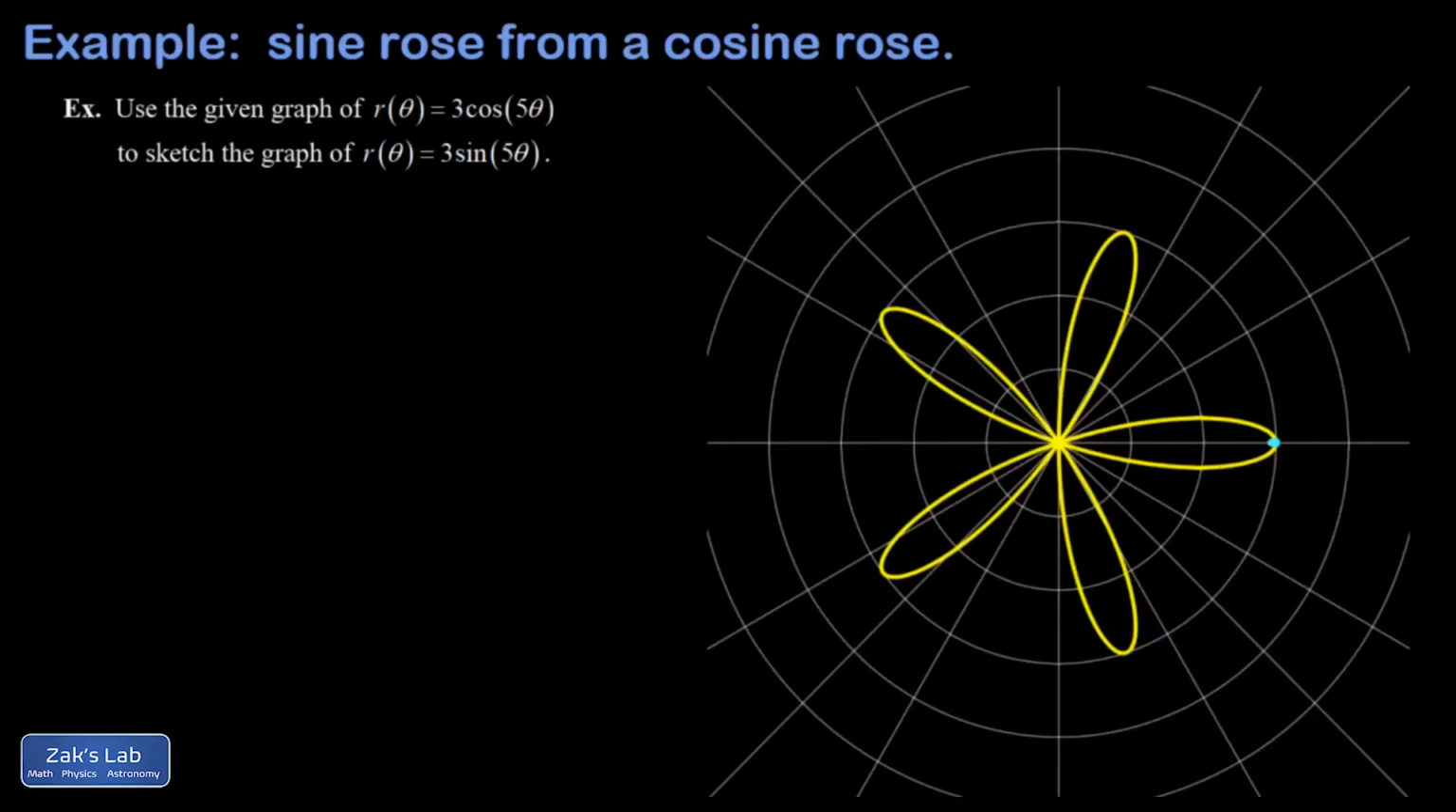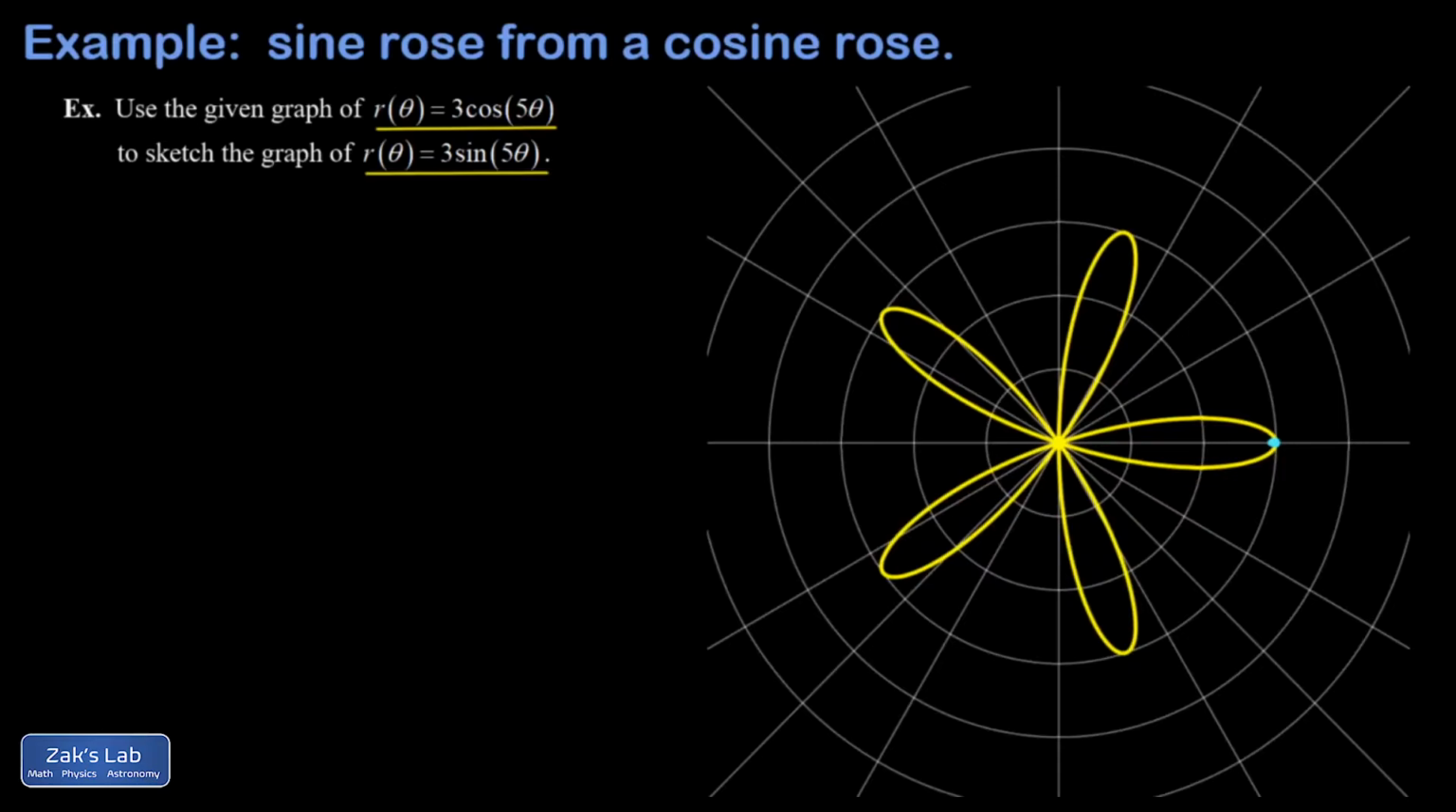In this video, we're given the graph of a polar rose curve, r of theta equals 3 cosine 5 theta, and we can see on the graph that this is a 5-petaled rose. When that coefficient of theta is odd, the number of petals equals that coefficient. And we're asked to use this curve to sketch the graph of a related curve, 3 sine 5 theta.